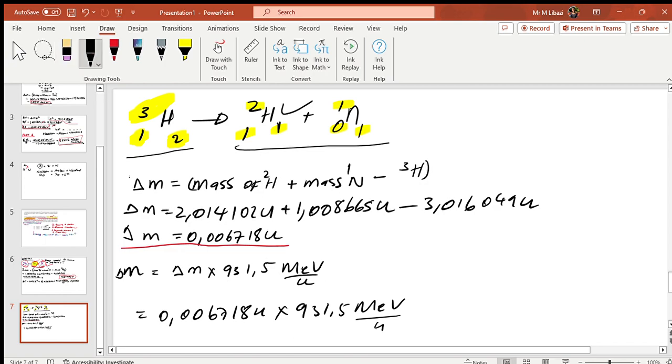Now we want the energy. This should be energy, and we have the mass in terms of U. So now this is binding energy. Then I get 6.258.